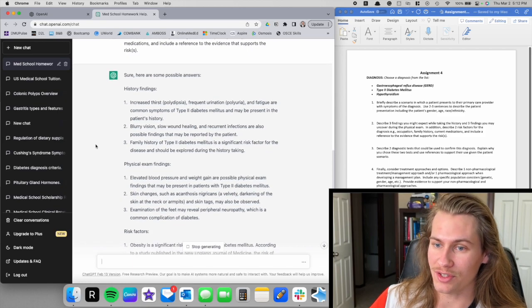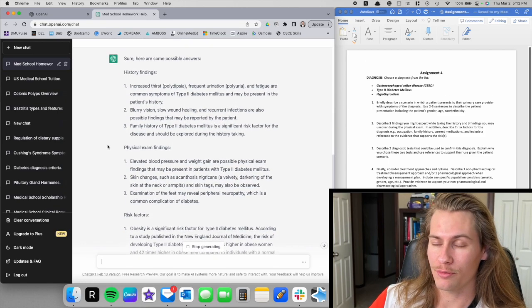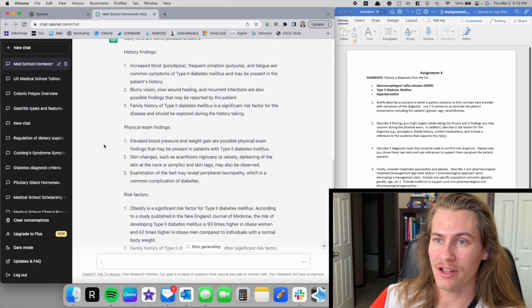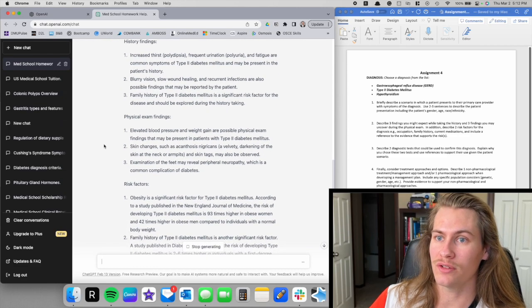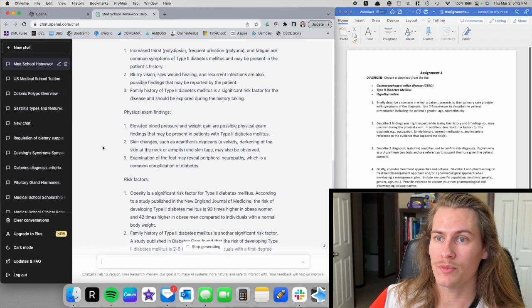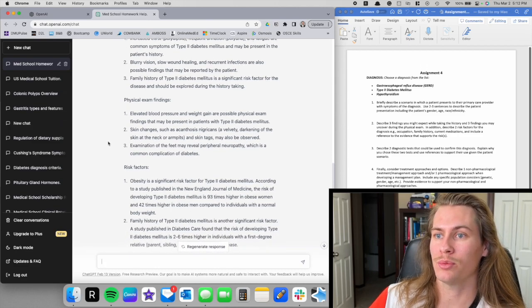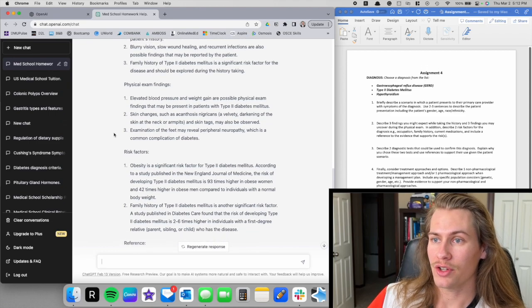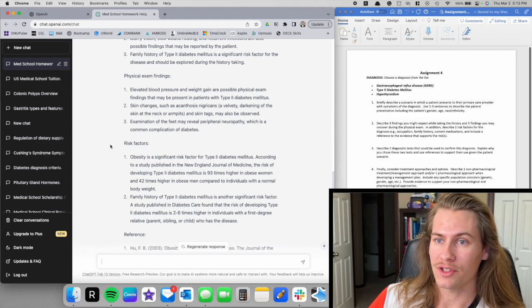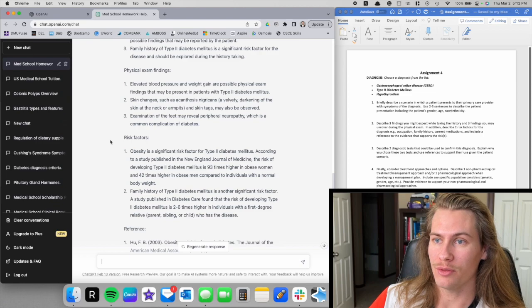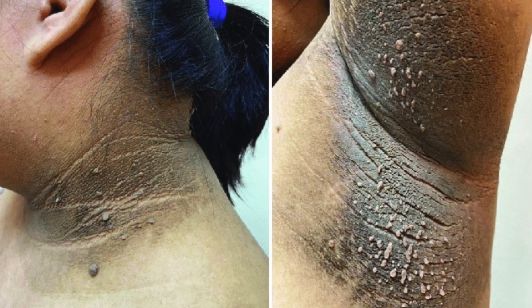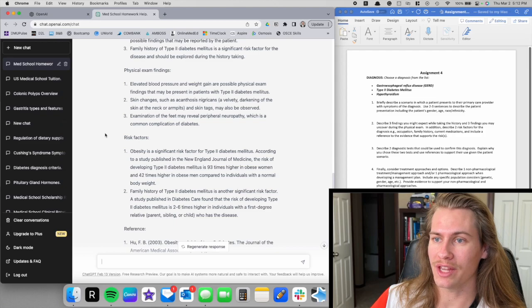that supports the risks. So we have possible answers, we have history findings, increased thirst, frequent urination, fatigue, all common symptoms, yes, blurry vision, slow wound healing, recurrent infections are also possible. Family history is also a significant risk factor. So physical exam findings, we might find elevated blood pressure and weight gain, skin changes such as acanthosis nigricans, which I'll throw a picture up right now. You can see what that looks like.